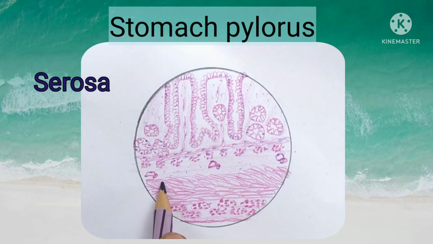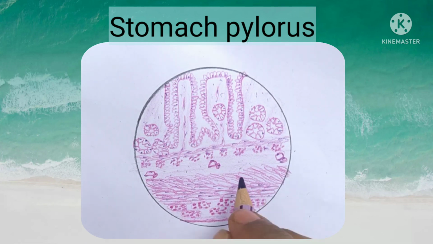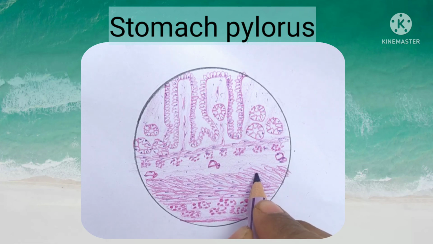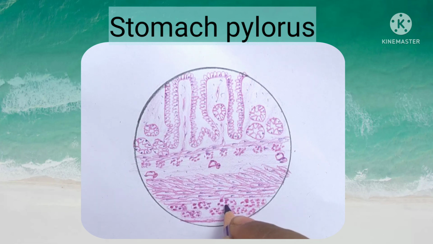So the outermost layer is the serosa, which is lined by the squamous epithelium, that's the mesothelium. Hope these videos will help you to draw the histology diagram properly without any mistake.